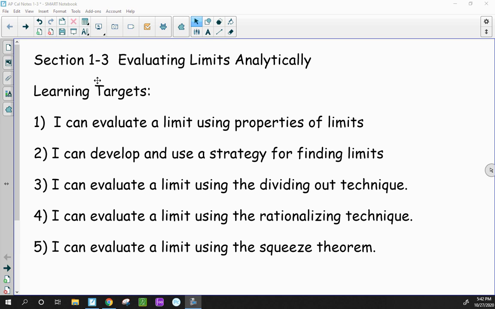AP Section 1.3 is on evaluating limits analytically. Last section we looked at how to do those graphically and numerically. Analytically means basically using algebra.